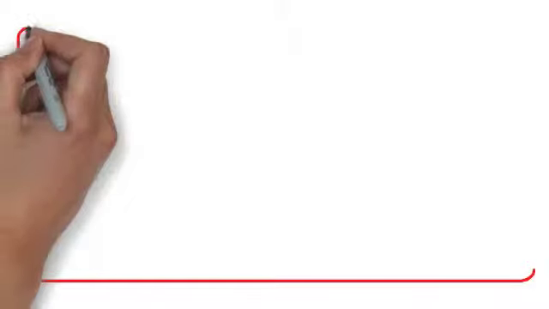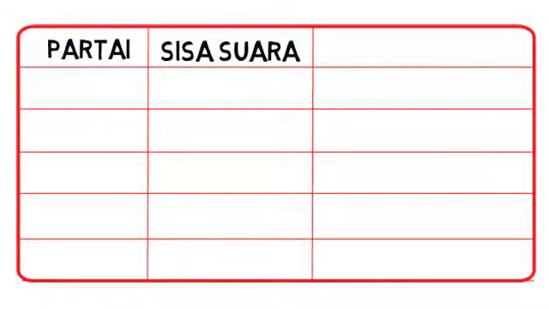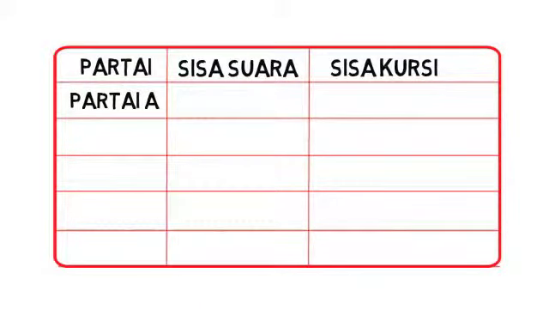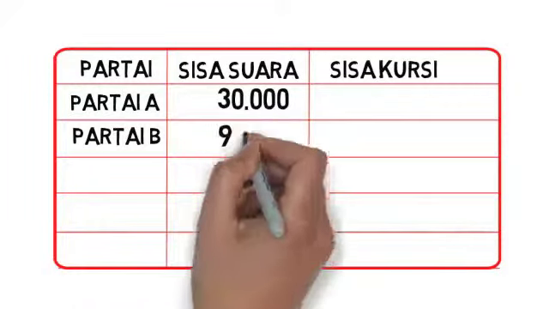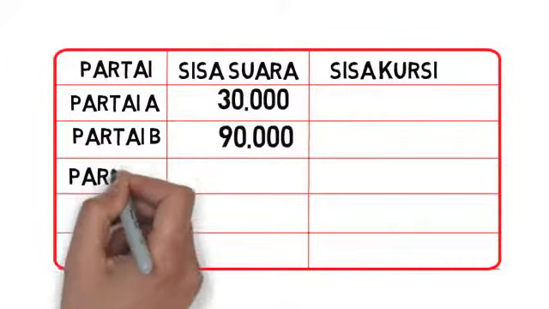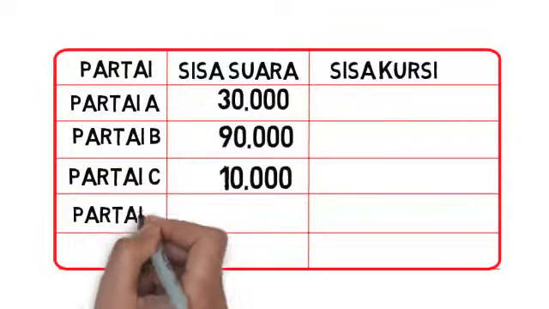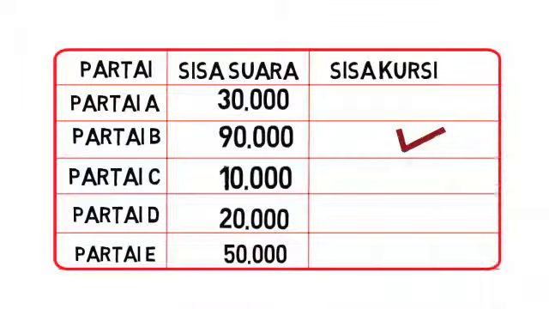In the second stage seat allocation, we have to identify the number of remaining seats available after the first stage allocation and the number of each party's remaining votes or vote remainders. In the first stage allocation, we identified that the vote remainders of each political party are Party A, 30,000, Party B, 90,000, Party C, 10,000, Party D, 20,000, and Party E, 50,000. With only one remaining seat available, that last available seat goes to Party B.